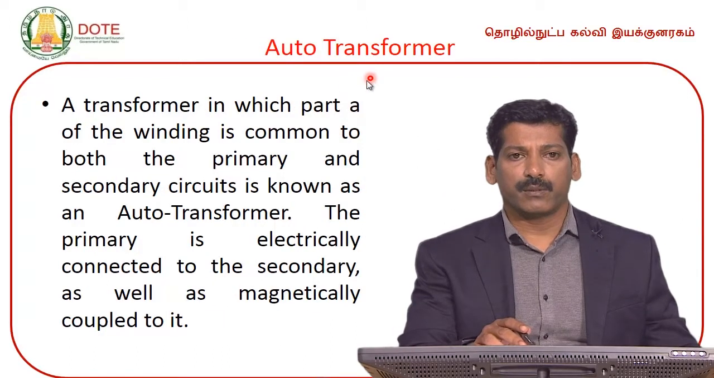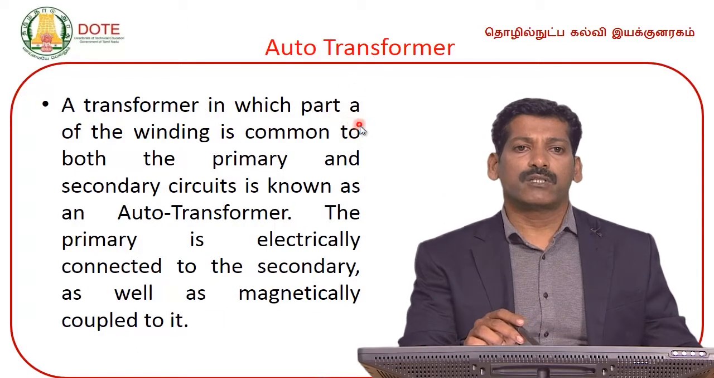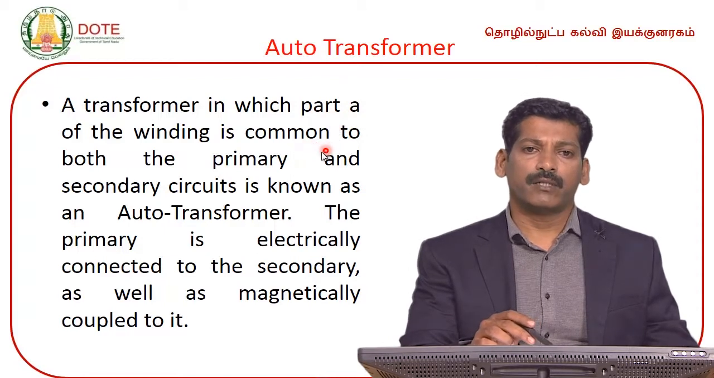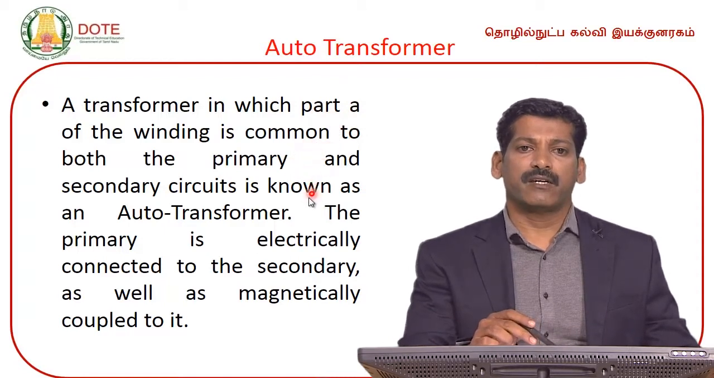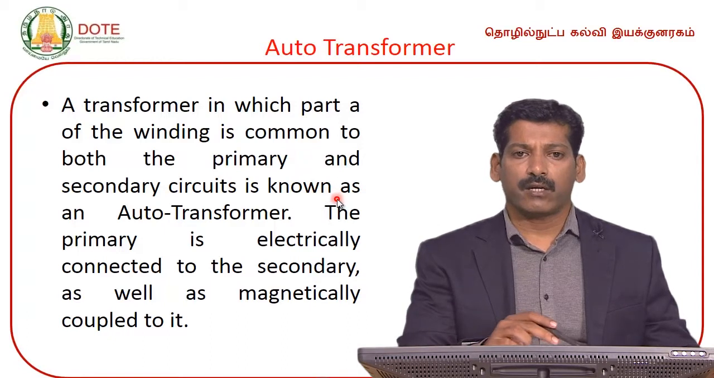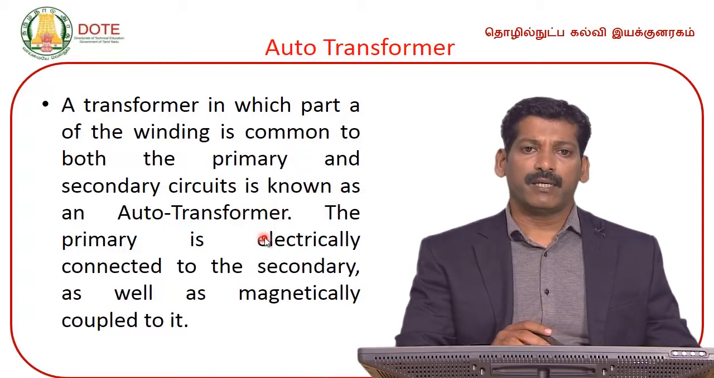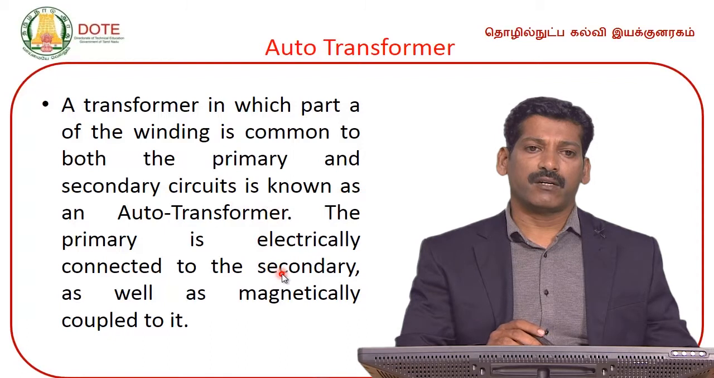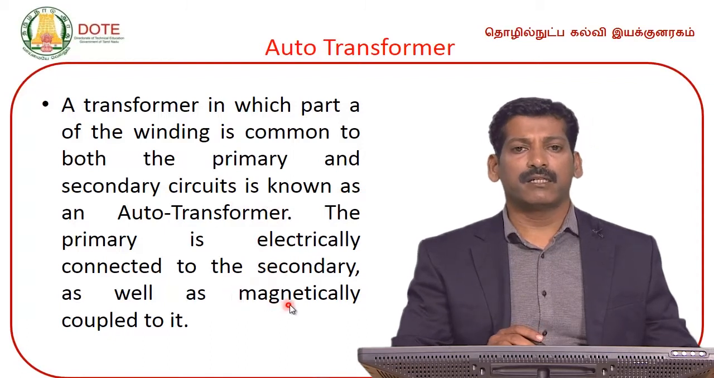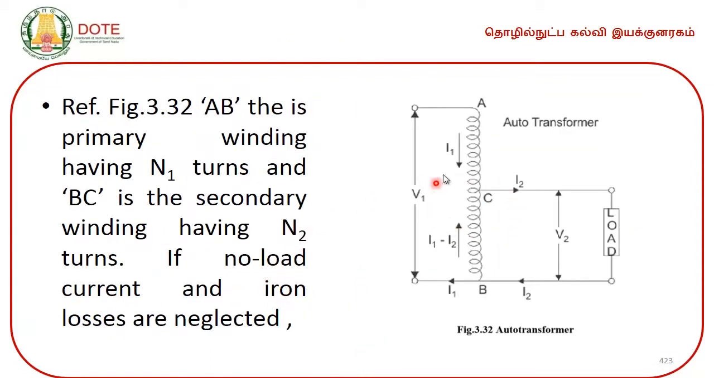Then, auto transformer. A transformer in which a part of the winding is common to both primary and secondary circuits is known as an auto transformer. The primary is electrically connected to the secondary as well as magnetically coupled to it. So, this is the schematic diagram of an auto transformer.